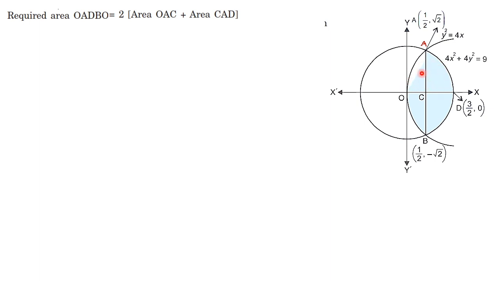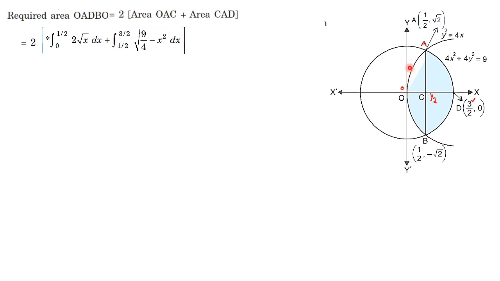Upper portion area again we can split into two parts, that is, one is OAC, another one is CAD. Okay, so this is the way it is written. That is equal to 2 into the first portion OAC. We have to write the x values also, that will be better here. So here the x value is 0, then here the x value is 1 by 2, then the next value is 3 by 2. Okay, that is easy for us to identify.